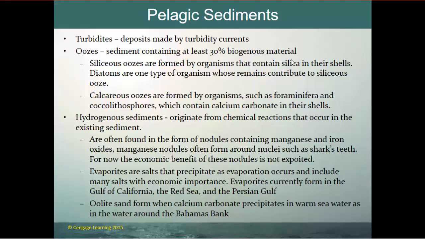So hydrogenous sediments originate from chemical reactions that occur in existing sediment. So they're often found in the forms of nodules, just little balls containing manganese or iron, that just sort of line the ocean floor sometimes. Manganese nodules often form around nuclei, so something has to be there for the manganese to form onto. So something like a shark's tooth lying on the bottom of the ocean may cause manganese to form around it, and you get these little nodules. Evaporites are a completely different thing, but it's basically the same process. The manganese and the iron precipitate out of the water.